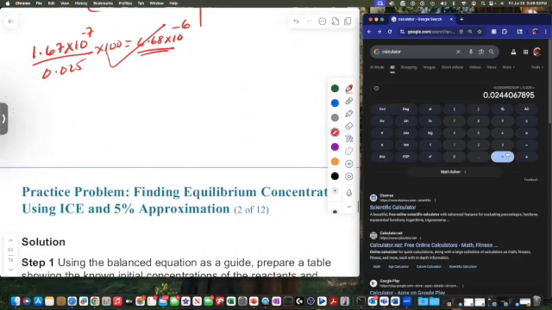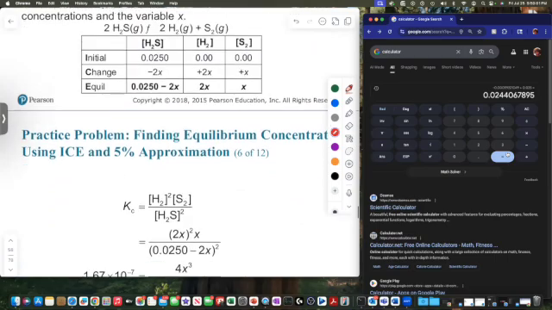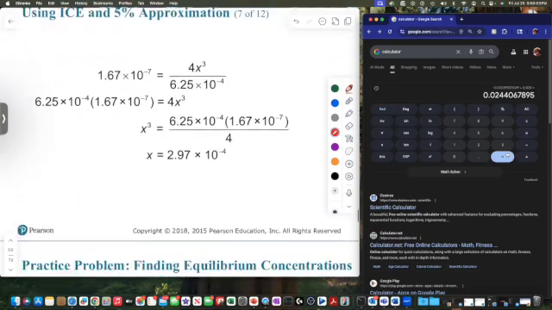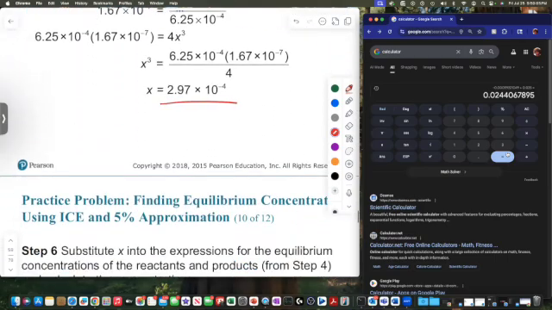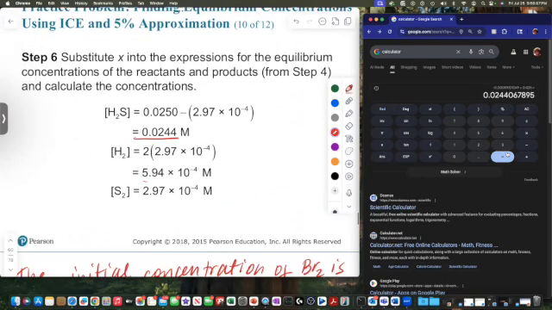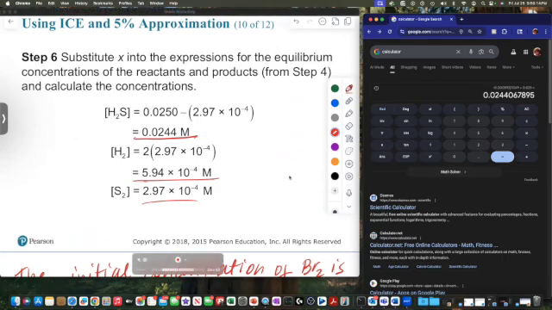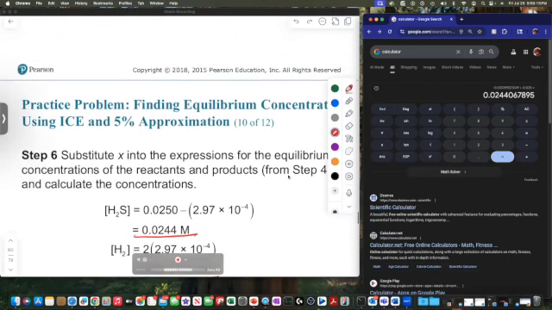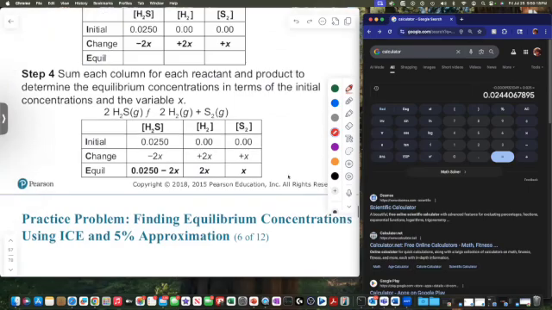Let's see what they get. Okay. So we got, yep. So our answers are pretty similar. Our answers are pretty similar, right? Because it's 297 is what they got.